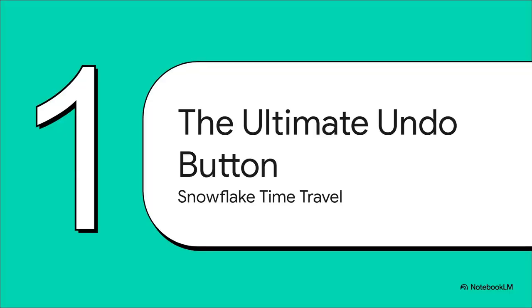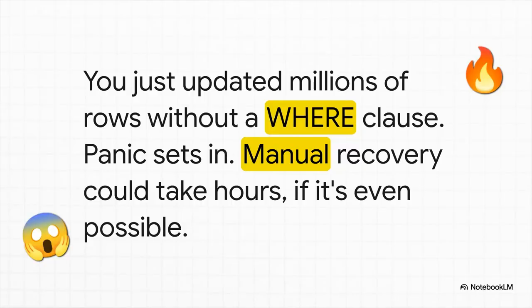We're calling it the undo button, but its official name in Snowflake is even cooler: time travel. I mean, this has to be the number one nightmare for anyone working with data, right? You meant to update just one single row, but you forgot the WHERE clause, and now you've updated millions. The panic is real. You're thinking, okay, this is going to take hours to fix, if I can even fix it at all. This right here is exactly the problem time travel was designed to solve.